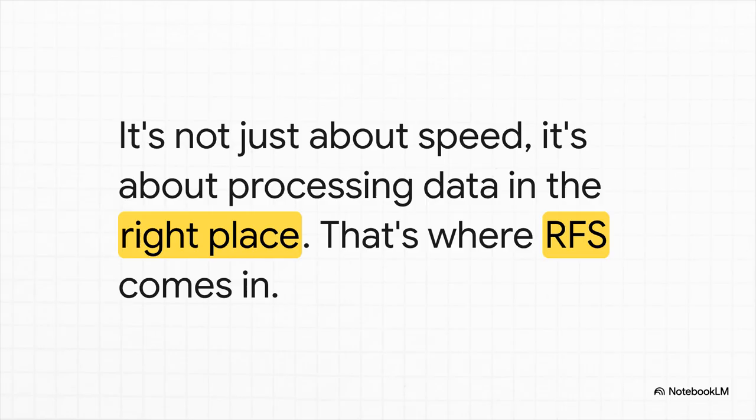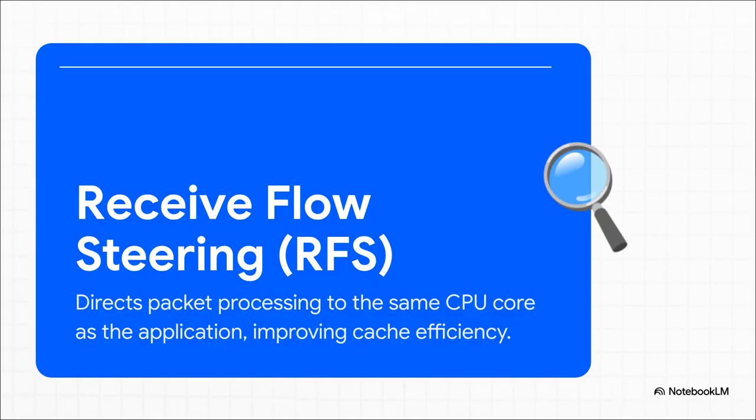But on a modern multi-core system, there's actually another layer of optimization. It's not just about getting the packet processed fast. It's about getting it processed in the right place. And this is where receive flow steering, or RFS, comes into play. The logic here is so simple, but it's incredibly powerful. If your browser is running on, say, CPU Core 2, RFS does its absolute best to make sure that network packets destined for your browser are also processed on CPU Core 2.